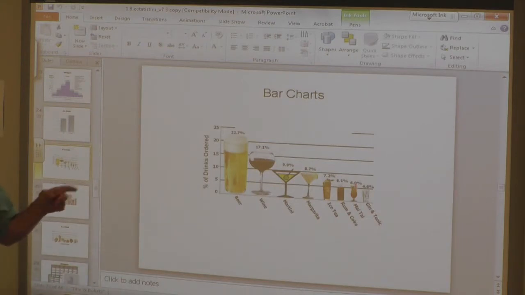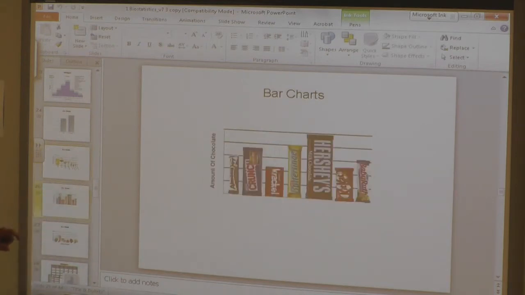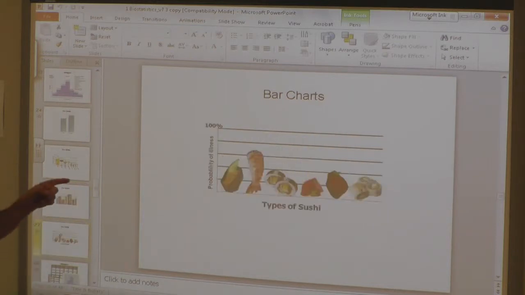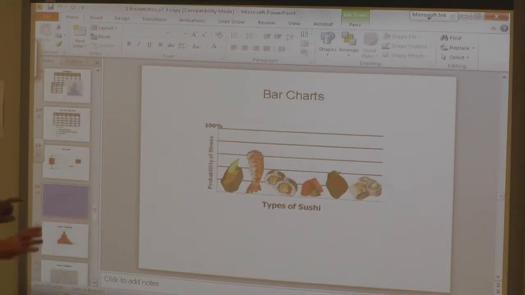So there's a bar chart. That's a bar chart. That's a candy bar chart. And I have one more. Wait a minute. That's a sushi bar chart. So there's an important difference.